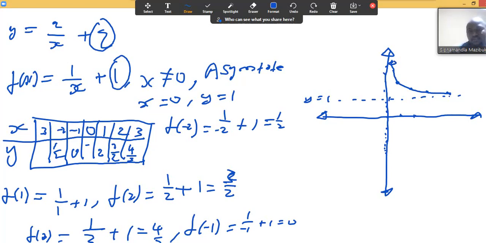Same thing applies if you're looking at x is -1, but y is 0. So that one is here. And we also have -2 is to half, which is here. If it's -3, it will be something like here. So our graph will look exactly like that one here.